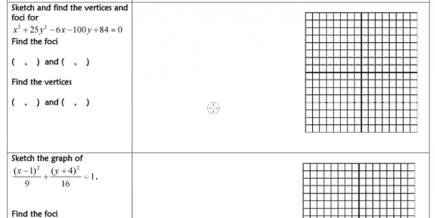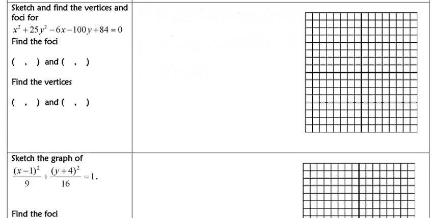All right, here's the video for how to sketch and find the vertices and foci for this equation here. Our equation is x squared plus 25y squared minus 6x minus 100y plus 84 equals 0. Our first step is just going to be to group our x's and y's together and to get that 84 to the other side of the equation, so subtract 84 from each side.